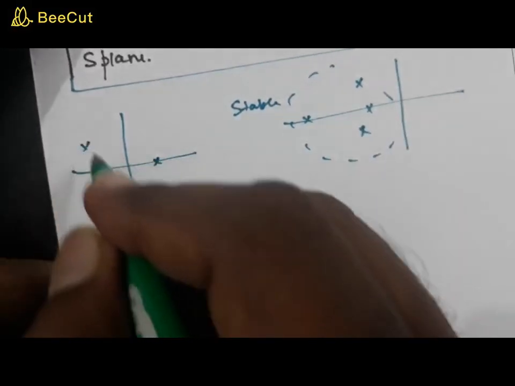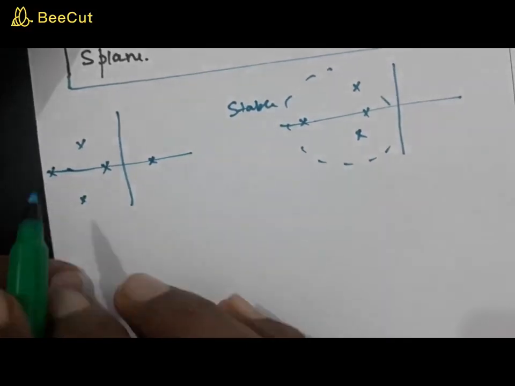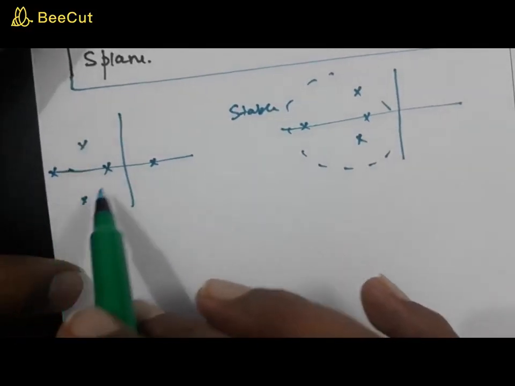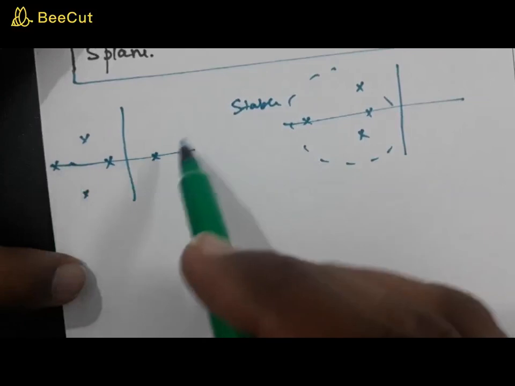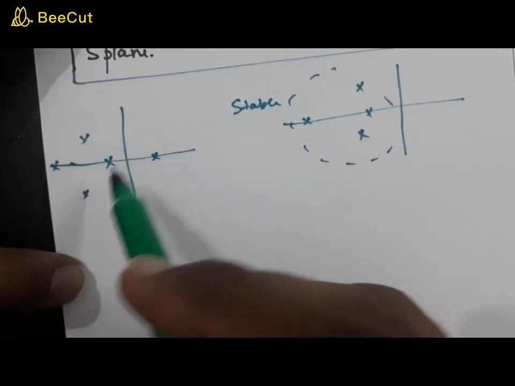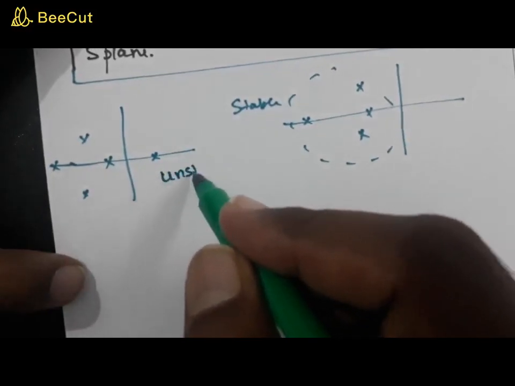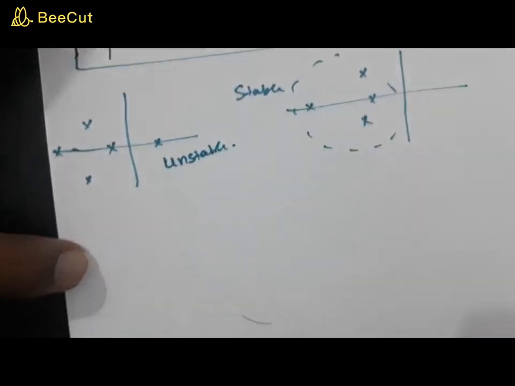Suppose you have 5 poles for this system, and 4 poles reside on the left half and only 1 pole is on the right half. This is enough for the system to be unstable, right?